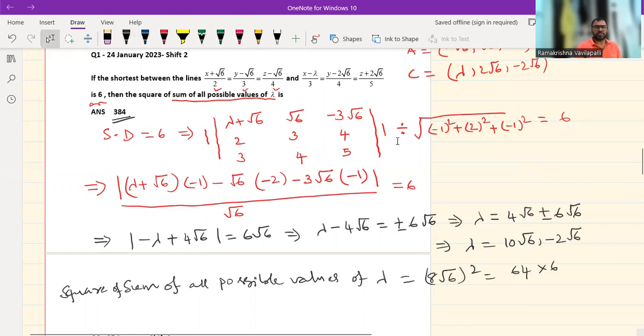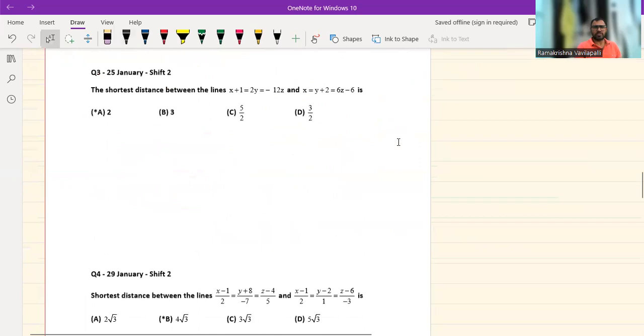Now moving to the next question. So like this, you can solve many questions. Try to practice these questions as many as you can. If you try to solve 10 questions, you will never forget shortest distance between two lines. So a similar question is given here, but the lines are given in a different format. So I will write it in standard format.